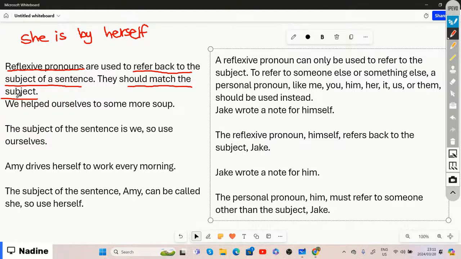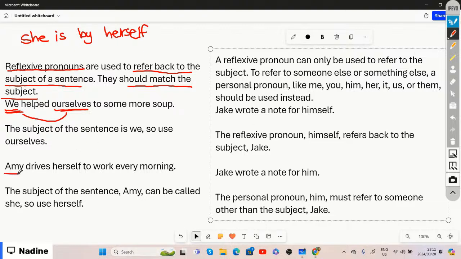So even here, if you look at the sentence, it says we helped ourselves to some more soup, right? Which means that ourselves refers back to the subject, which is we. Since the subject of the sentence is we, we use ourselves. So we helped ourselves to some more soup.